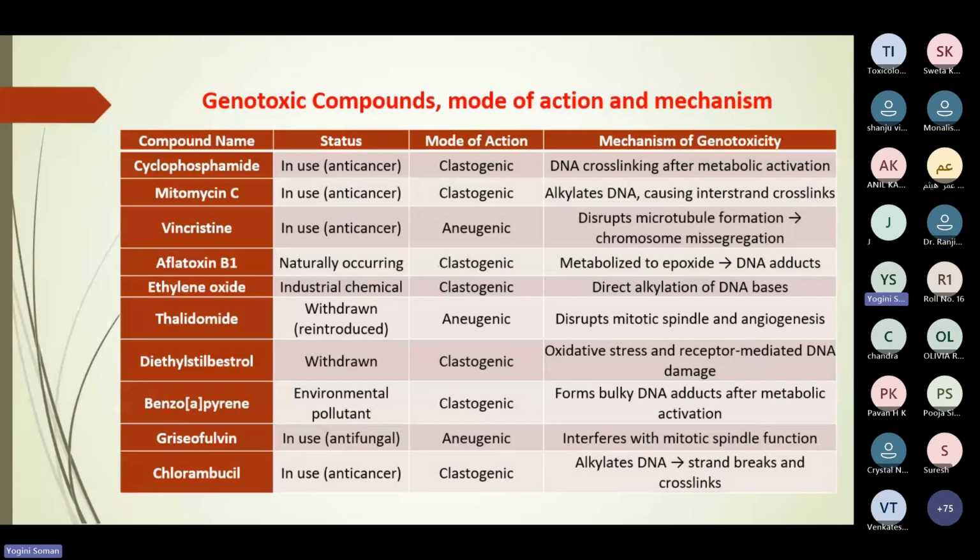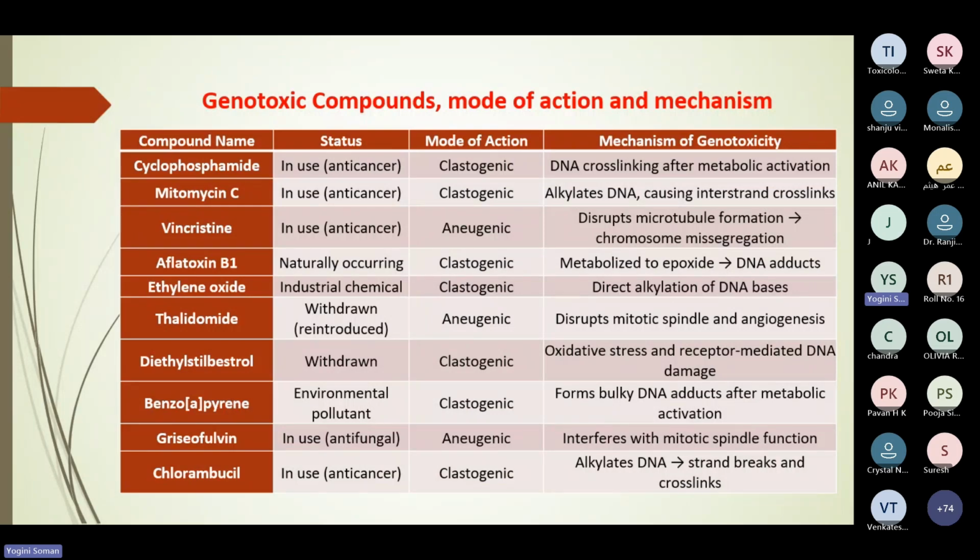Then aflatoxin B1, which is a naturally occurring compound. The mode of action is clastogenic, causing structural chromosomal aberrations, and the mechanism of genotoxicity is that it is metabolized to an epoxide, and it gives DNA adducts. Then next is ethylene oxide. It is an industrial chemical. Again, the mode of action is clastogenicity, and the mechanism is direct alkylation of DNA bases. Then next is thalidomide, which is withdrawn. The mode of action is aneugenic, which disturbs mitotic spindle formation and angiogenesis.